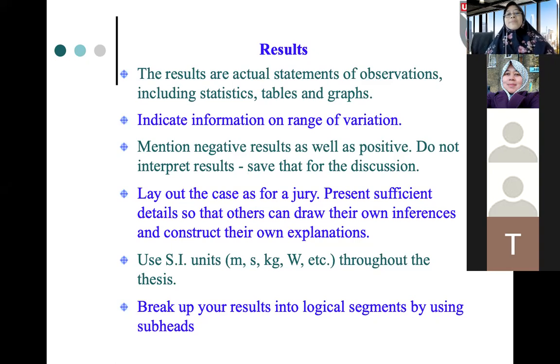So we have discussed that a thesis is evidence that you are going to present to the jury, the examiners, to support your hypothesis. Okay, you have a hypothesis at the beginning, and now you have the evidence. Present sufficient details so that others can draw their own inference and construct their own explanations.